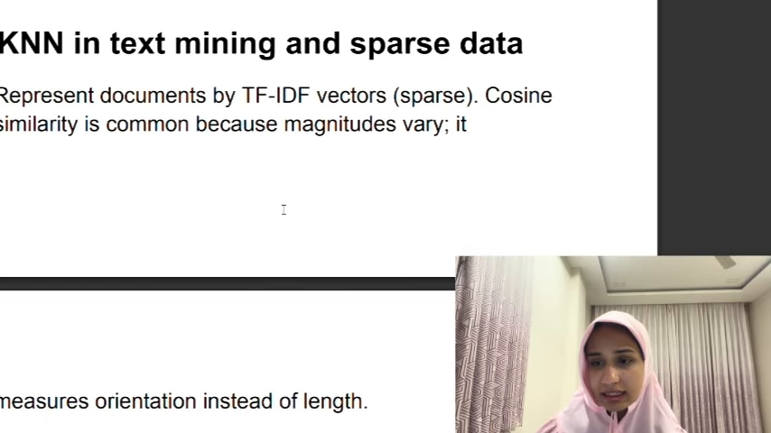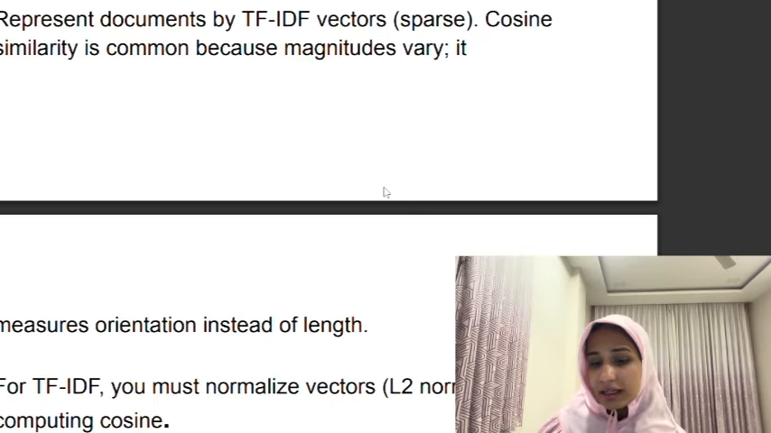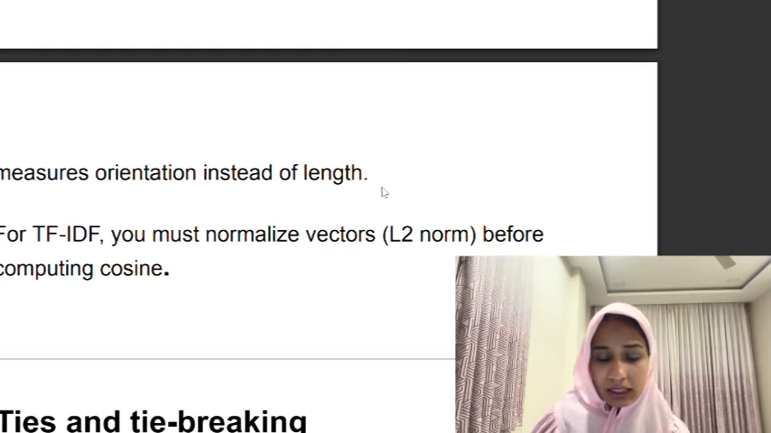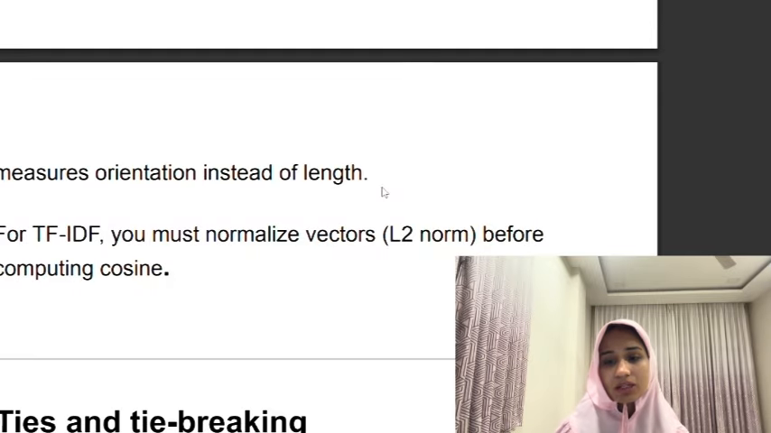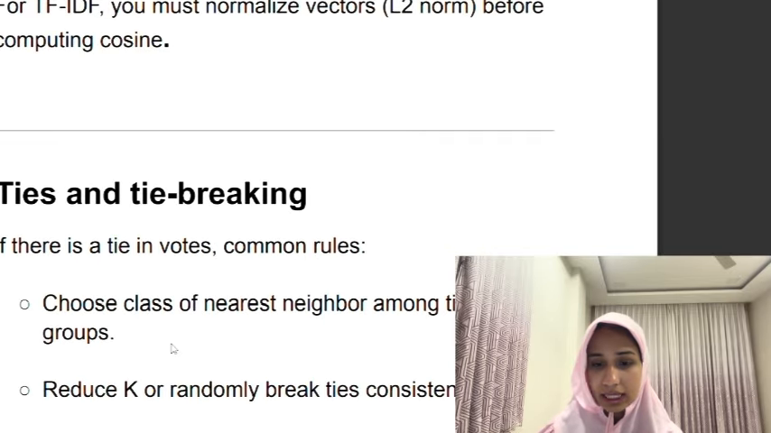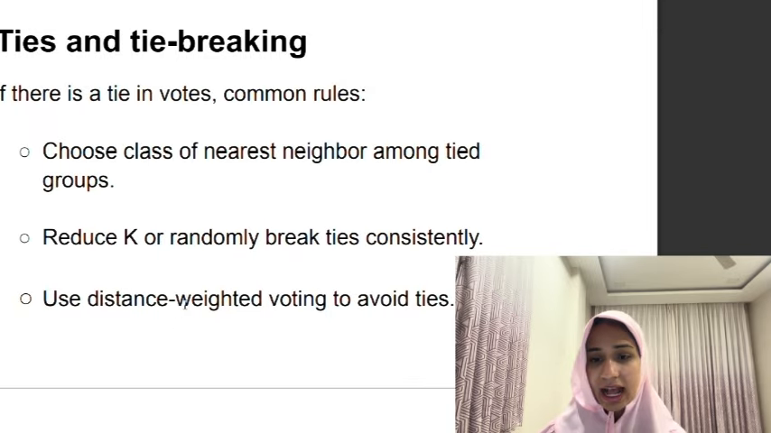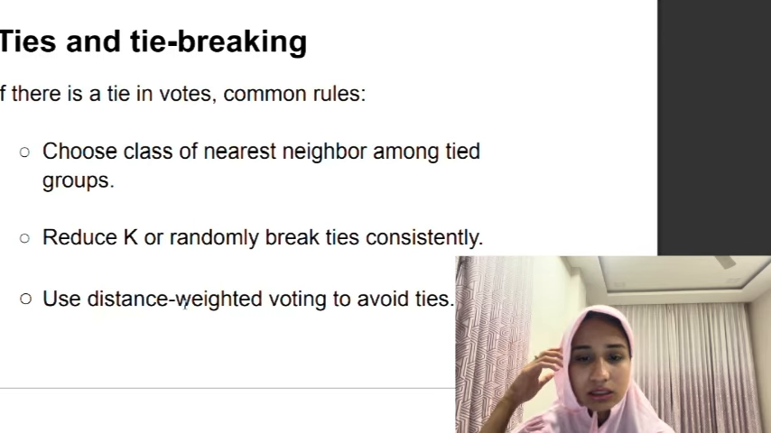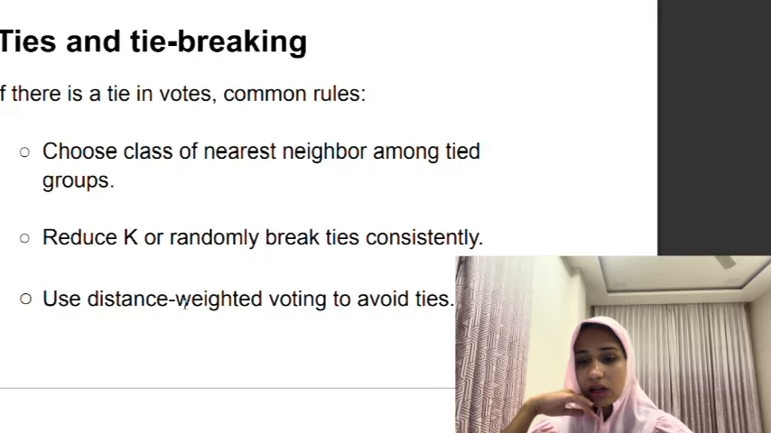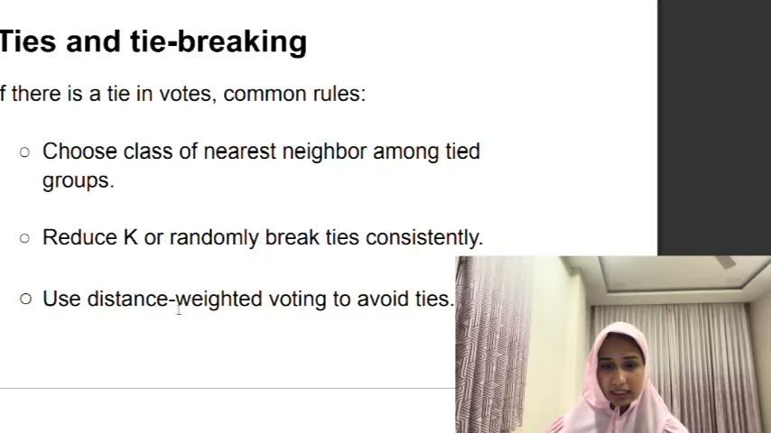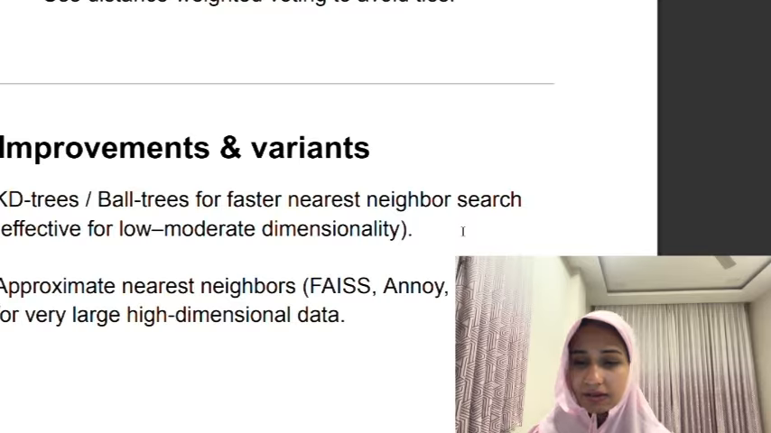KNN in text mining and sparse data. Represent documents by TF-IDF vectors. Cosine similarity is common because magnitudes vary. It measures orientation instead of length. For TF-IDF, you should normalize vectors, that is L2 normalization, before computing cosine. Ties and tie breaking: if there is a tie in votes, common rules are to choose the class of the nearest neighbor among the tied groups, reduce K, or randomly break the tie consistently. Use distance-weighted voting to avoid ties. Improvements and variants.